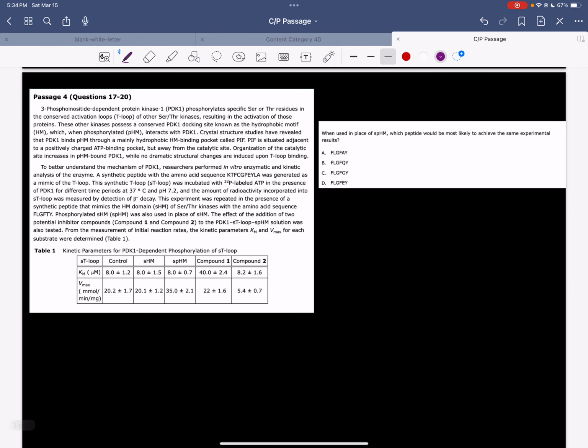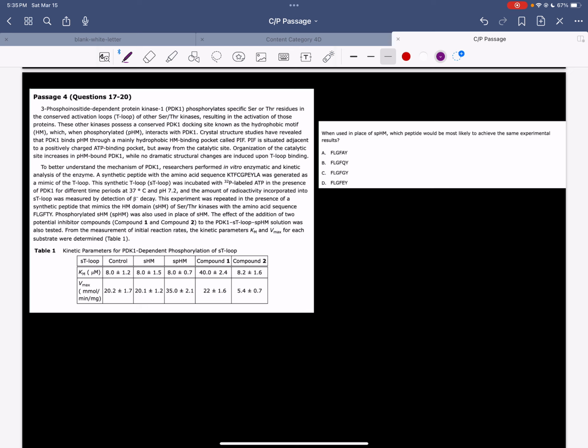The next question says, when used in place of SPHM, which peptide would be most likely to achieve the same experimental results? Like I said, I don't know what SPHM is, and I don't care. I just need to know what specific clue in the passage about SPHM I will use to answer the question that was presented to me.